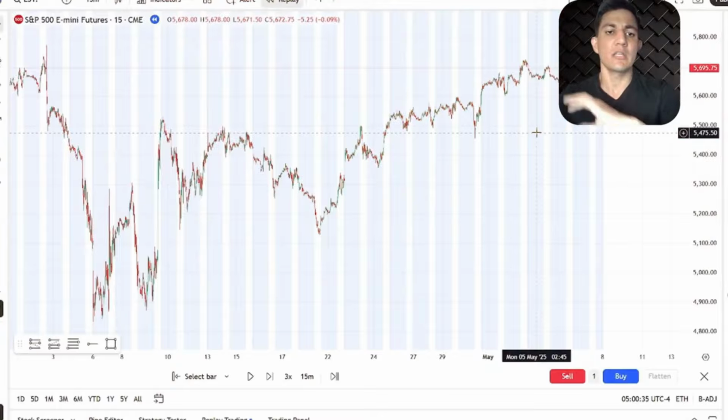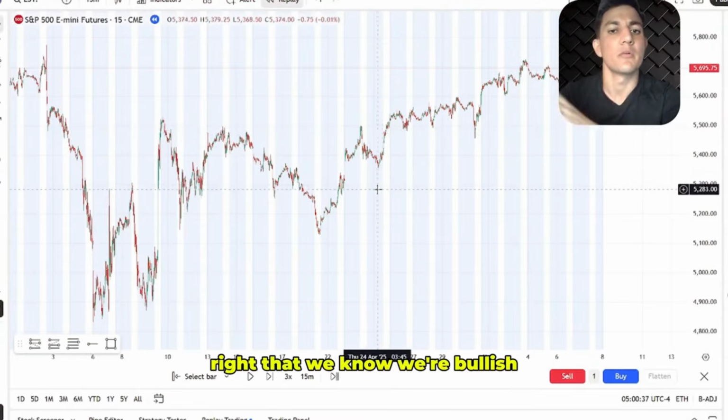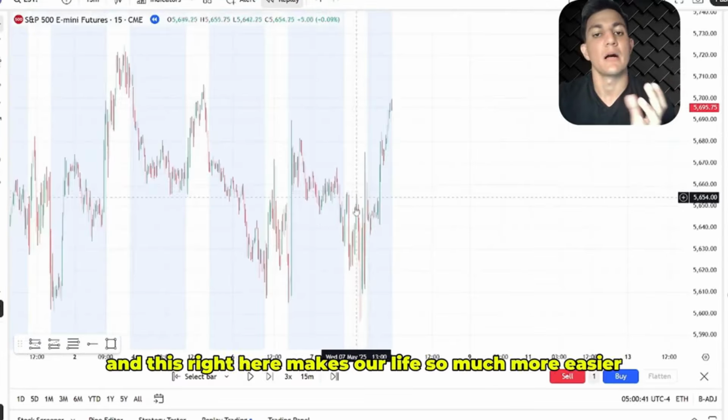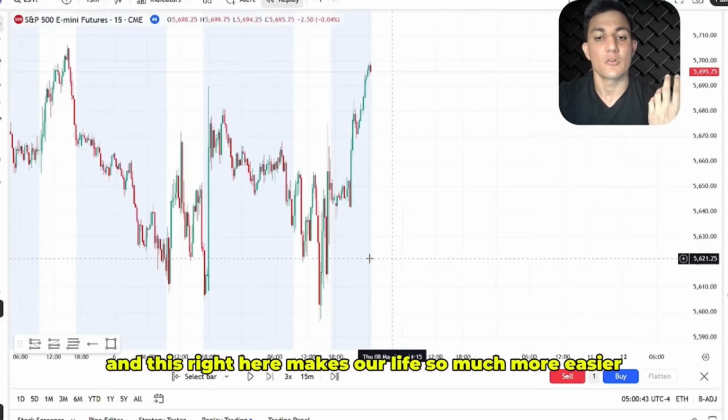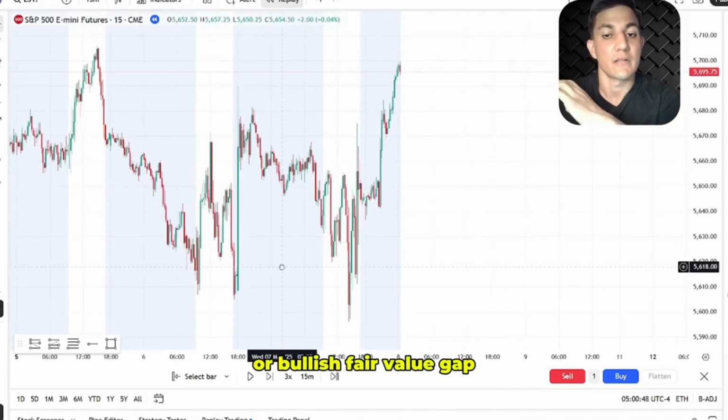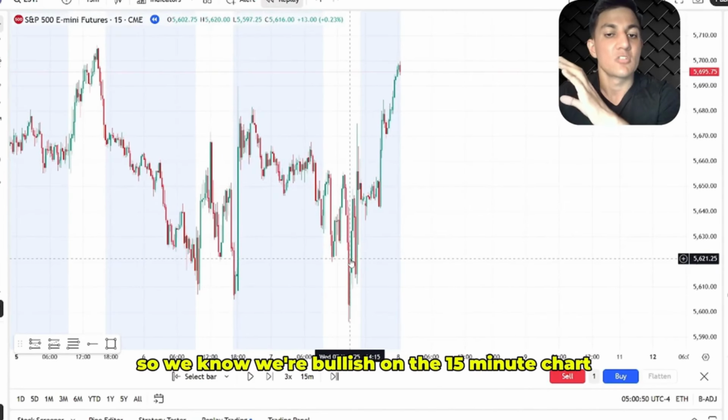So now that we've got the overall trend of the market, that we know we're bullish, the key thing is we only want to look for longs, right? We only want to look to buy. And this right here makes our life so much easier, right? We don't have to guess, do we take a bearish fair value gap or a bullish fair value gap? So we know we're bullish on the 15-minute chart.